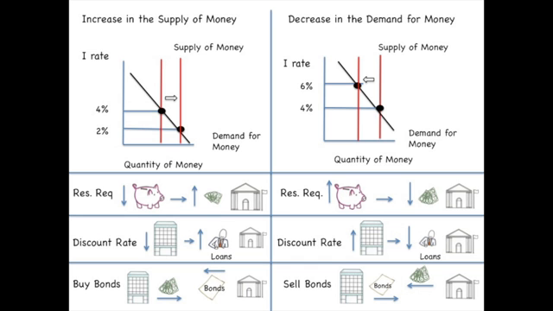In review, in a time of a recession, the Fed wants to increase the money supply. By increasing the money supply, the interest rate goes from 4% to 2%. With a lower interest rate, businesses will invest more and consumers will buy more. They can increase the money supply in three ways. Number one, they can decrease the reserve requirement. By decreasing the reserve requirement, they are telling the banks that they have to keep less money in reserves, thereby allowing banks to make more loans.